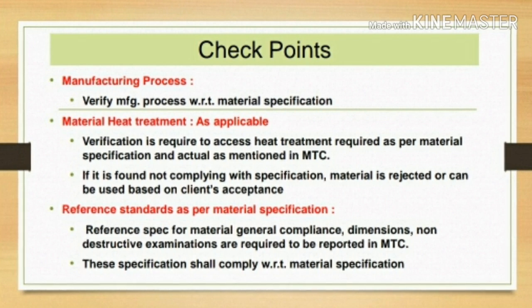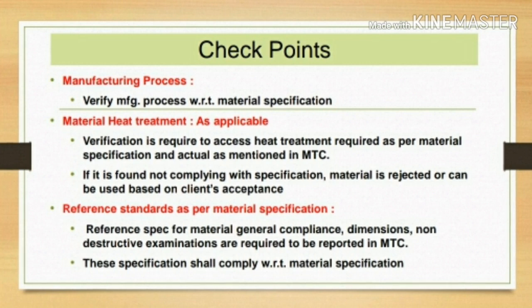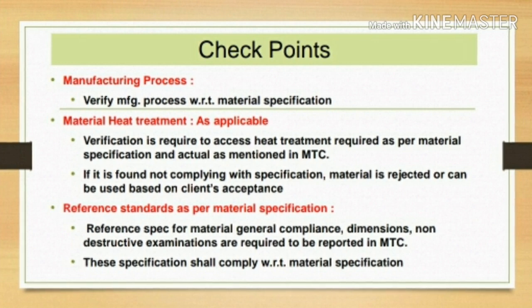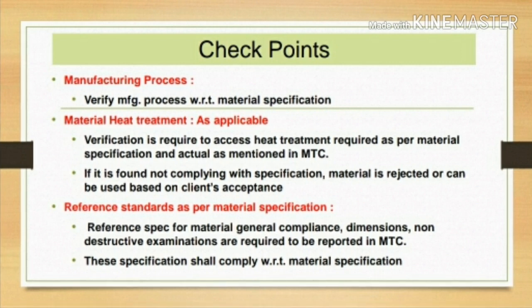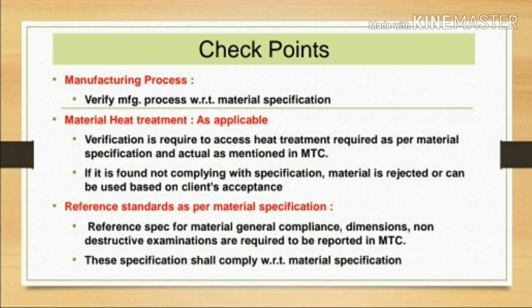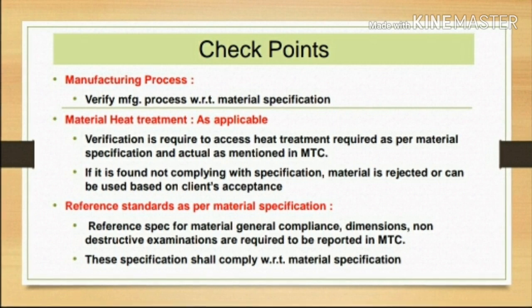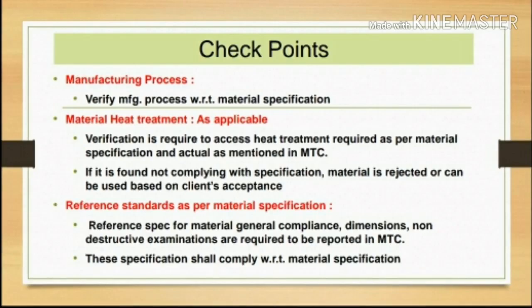Then material heat treatment. This material heat treatment is also mentioned in the material specification, so we have to check the raw material TC as per the material specification. Next point comes the reference documents. Generally, reference documents are mentioned in the material specification. These are generally for non-destructive examination, like ASTM E309, and for ultrasonic examination ASTM E213. Then general requirements are given for the manufacturing of that material. So we have to check whether these particular reference documents are mentioned in the MTC or not.